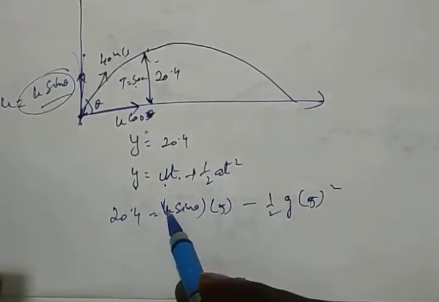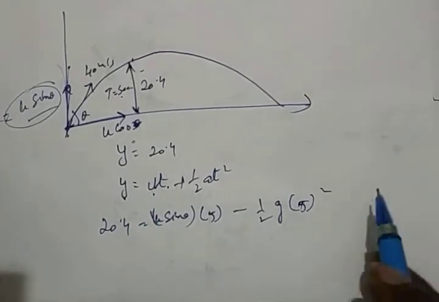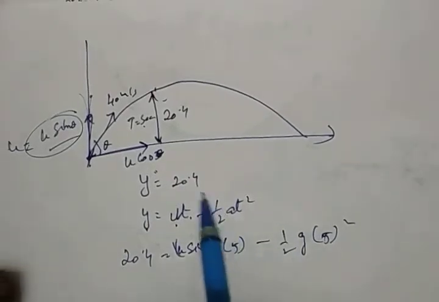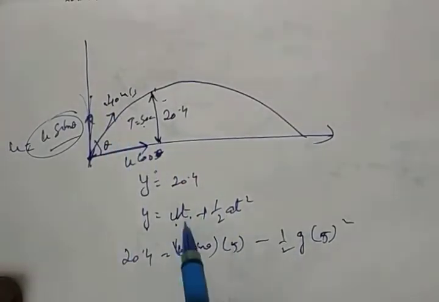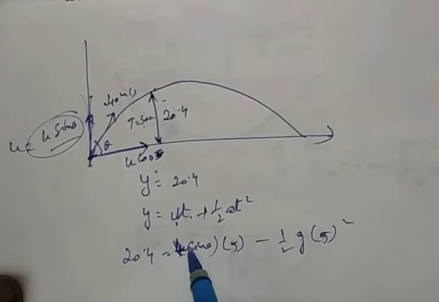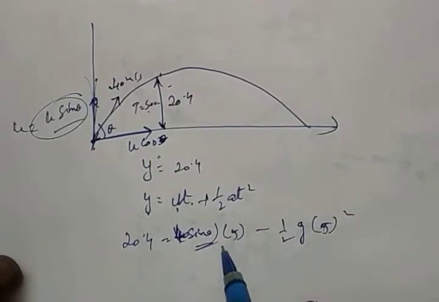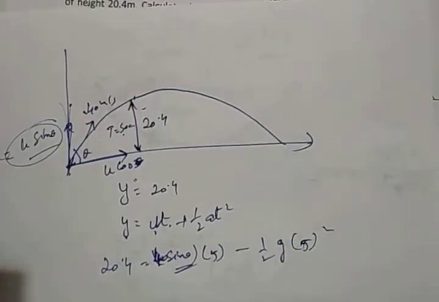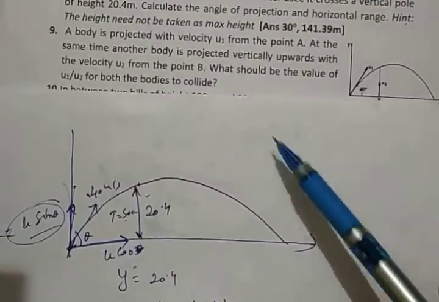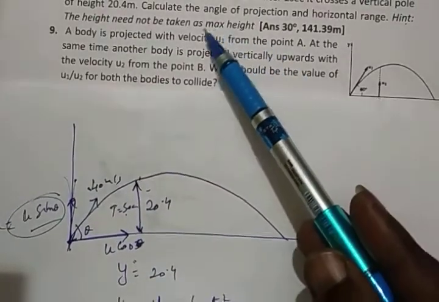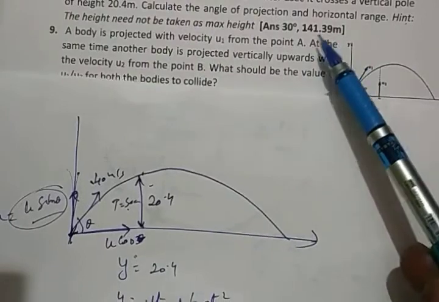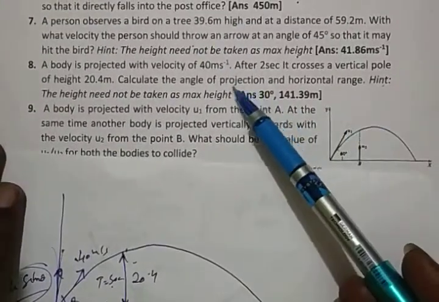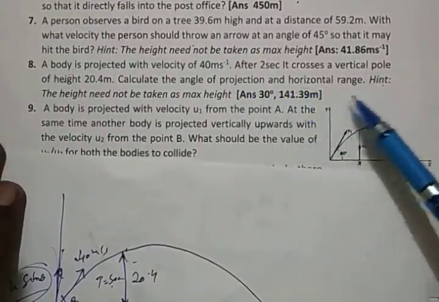So finally when you put everything here, you will be able to get, u is 40 here. You can put 40 here. Finally only theta will be there. You can find out theta accordingly. After finding theta, you can calculate the angle of projection, and the horizontal range also you can find out. Range you can easily find out.